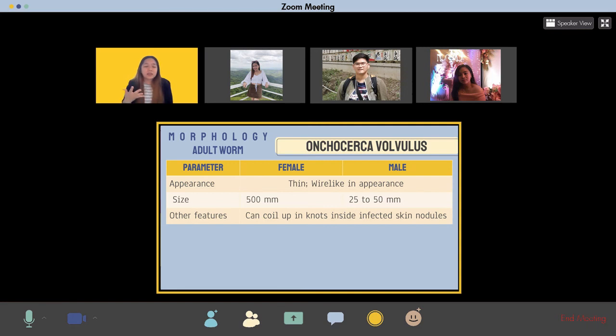However, there are sources having varying descriptions of the size of the adult worm of Onchocerca volvulus. However, what is sure in all of the sources is that the female adult worm is always longer than the male adult worm. For the other features, both the male and the female adult worm of the Onchocerca volvulus can coil up in knots inside the infective skin nodules.